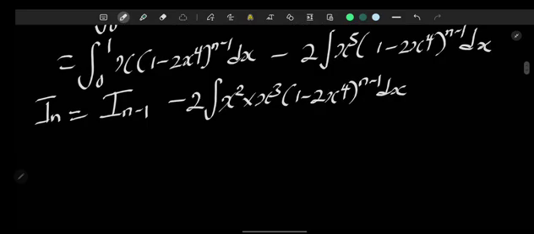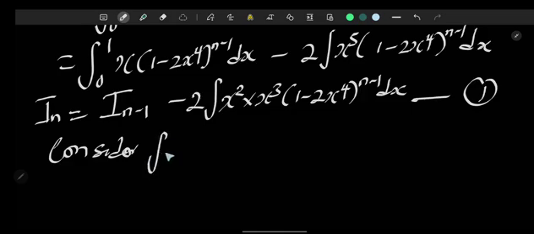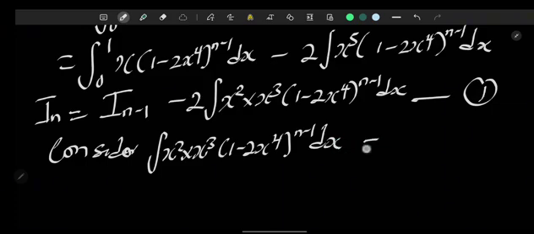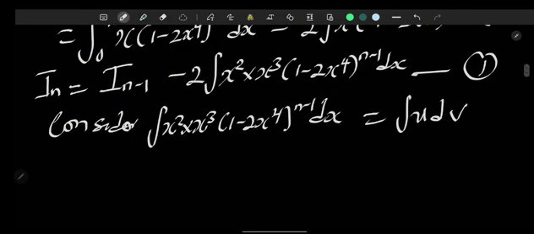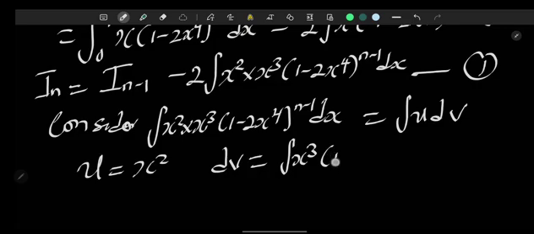So now moving on, let me just write it out. Let's call this equation 1. Then consider the integral of x^2 times x^3(1 minus 2x^4)^(n-1) dx. Using integration by parts, which is always in the form of u dv, u is going to be x^2 and dv is going to be x^3(1 minus 2x^4)^(n-1) dx.